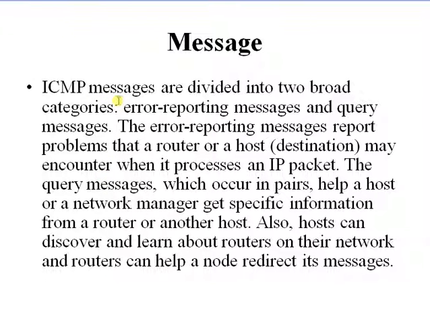Now we talk about ICMP messages. ICMP messages are divided into two broad categories: error reporting messages and query messages. The error reporting messages report problems that a router or a host may encounter when it processes IP packets. The query messages, which occur in pairs, help a host or a network manager get specific information from a router or another host. Also, hosts can discover and learn about the routers on their networks, and the routers can help redirect messages.